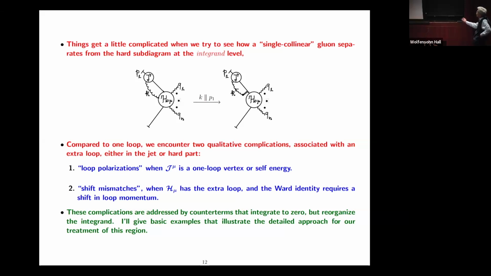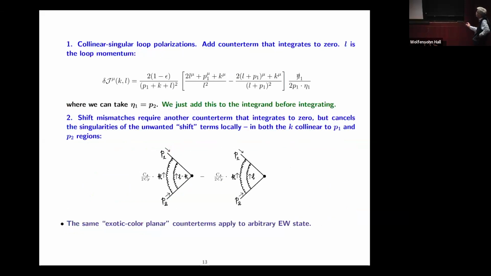And then there's, at the level of the hard part, where you have a loop in the hard part, we have shift mismatches. When H has an extra loop, we call them shift mismatches. The Ward identity requires a shift in loop momentum sometimes when you have a loop of charged particles. And so you have to do something about that. So again, these complications are addressed by counterterms that integrate to 0, but reorganize the integrand. And these are the basic examples. Here, let me flash them.